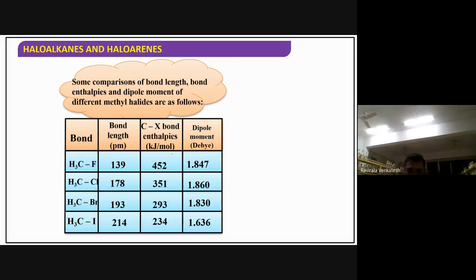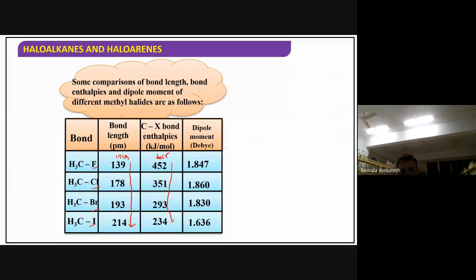Now, first of all, we see that bond length is increasing and bond energy is decreasing. How it is changing, you see. I have taken here fluorine, chlorine, bromine, and iodine. See the bond length: 139 to 178, 178 to 193 to 214. It increased here. Next, bond enthalpy will definitely decrease. Yes, it decreased, 315 to 234.